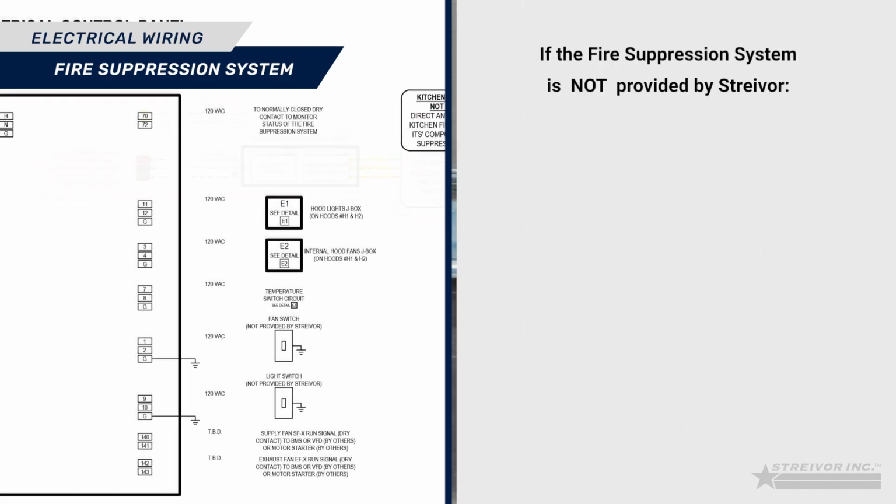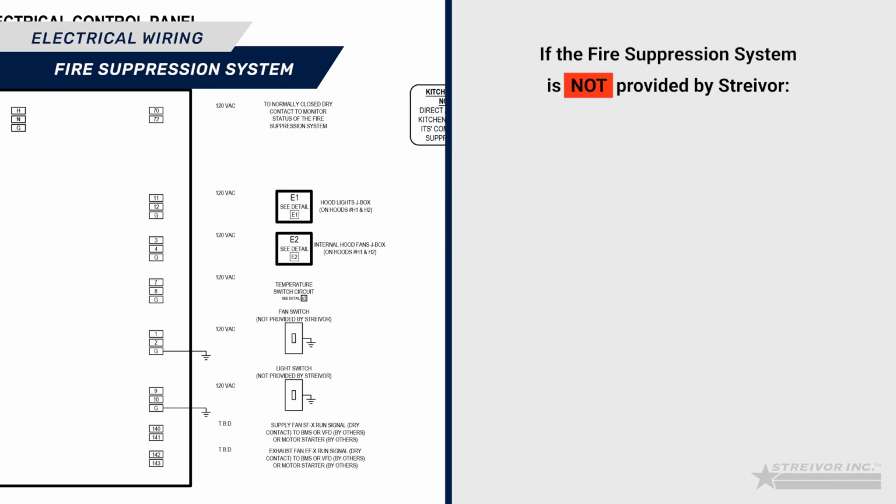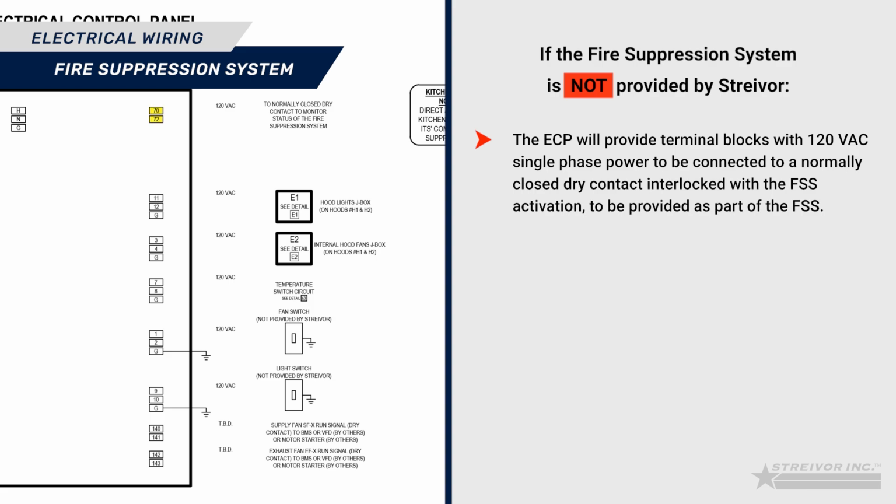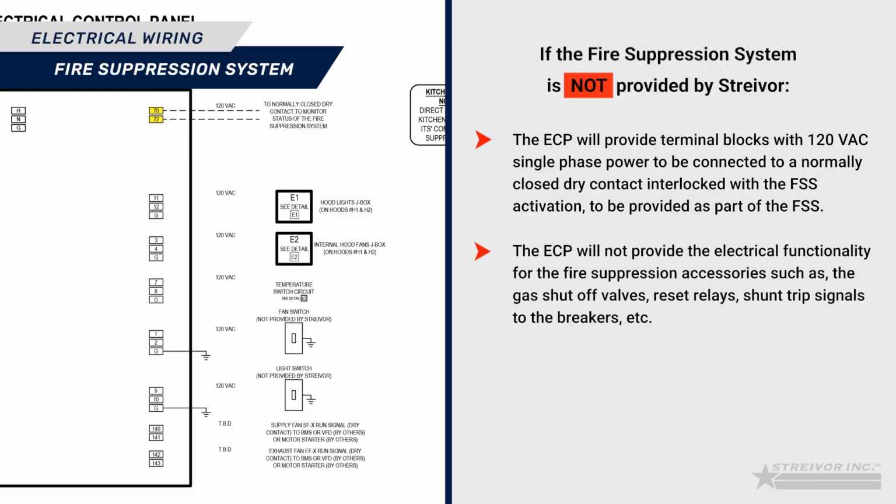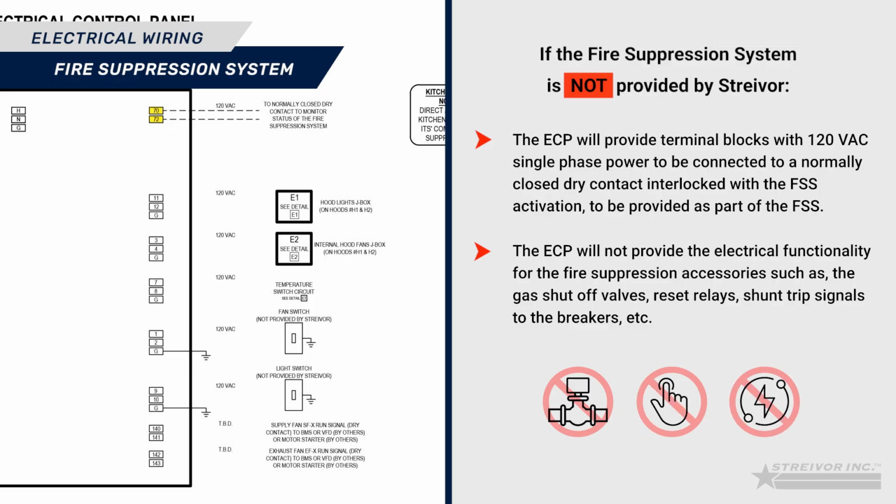If the fire suppression system is not provided by Streivor, the ECP will provide terminal blocks with 120 VAC single-phase power, to be connected to a normally closed dry contact interlocked with the FSS activation, to be provided as part of the FSS. The ECP will not provide the electrical functionality for the fire suppression accessories, such as the gas shutoff valves, reset relays, shunt trip signals to the breakers, etc.